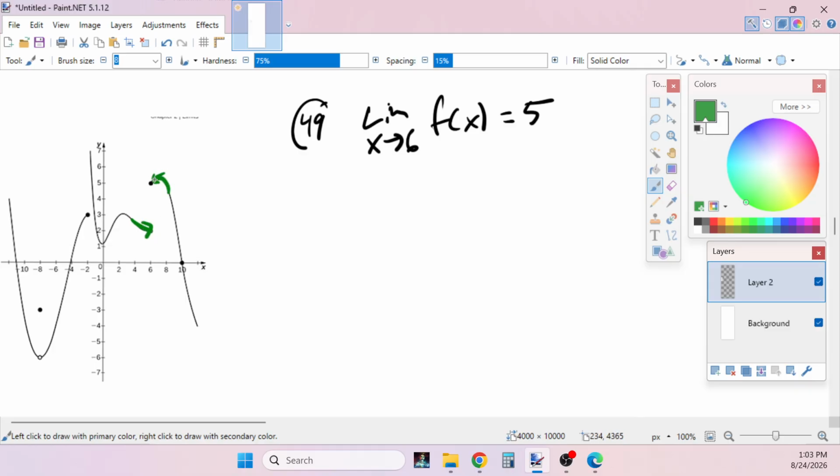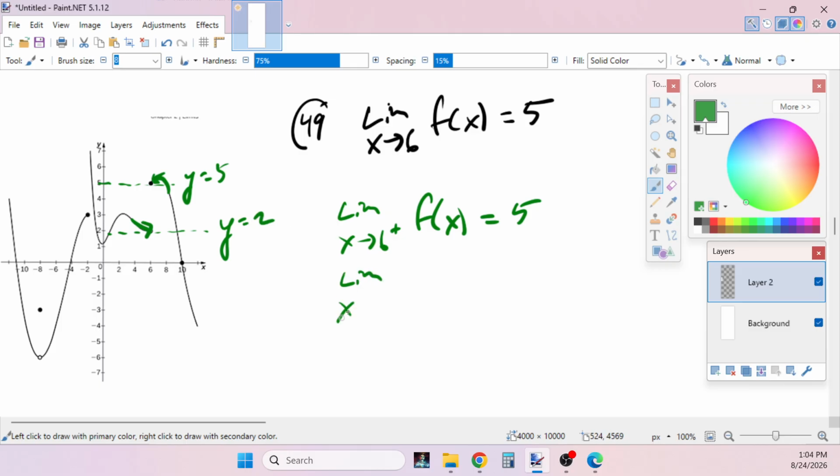The limit from the right equals 5. The y value of that point is in fact 5. From the left, our limit is 2. So the limit as x goes to 6 from the left of our function is 2. When the right and left limits are not equal, we say that the limit doesn't exist.